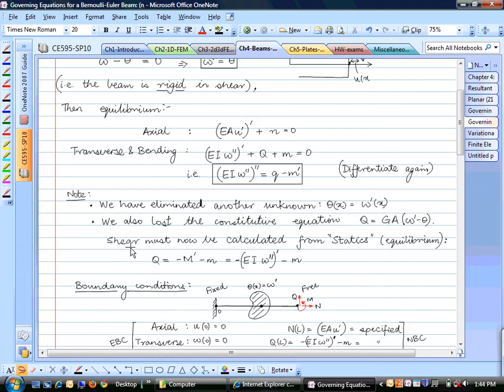So the only way that we can calculate shear at a cross-section is going to be from equilibrium or statics. Basically, you take the original equilibrium equation for moments, and you can calculate Q back from that. Q is proportional to the third derivative of the transverse displacement. Moment is proportional to the second derivative, EI W double prime is the moment. Q is minus EI W triple prime if EI is constant and if there are no applied moments. Generally in most problems, shear is denoted by this quantity.